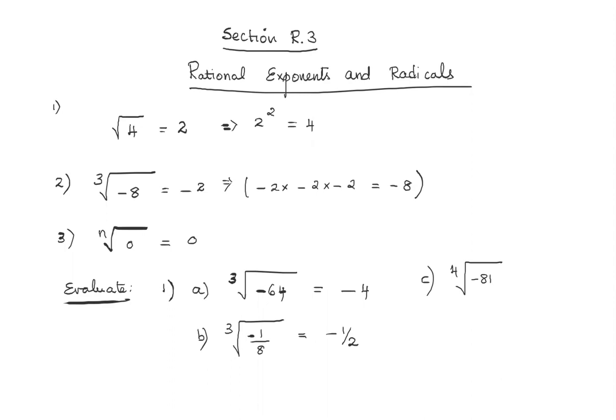So whenever you have a negative number inside, and this is called the index, the radicals. If this is an even number, the answer is not a real number. It's going to be an imaginary number, which we will learn later. However, right now, we are just saying this is not a real number.